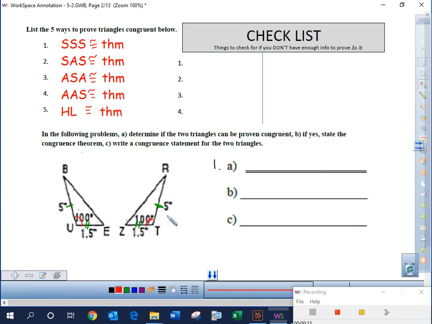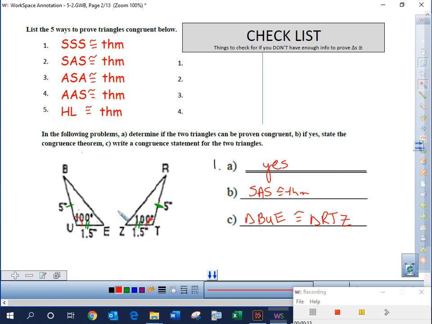And now you can totally see that, yeah, we do have enough information by side angle side on this guy. So that's a yes with side angle side. If I could write, sorry. Side angle side congruence theorem says so. And then we'll write our congruent statement. So triangle, call the first one whatever you want, BUE is congruent to triangle, B goes with R, U goes with T, and Z is our last letter. Make sure we cross our Z's there.